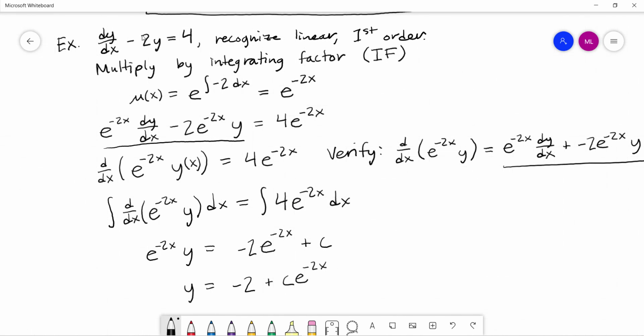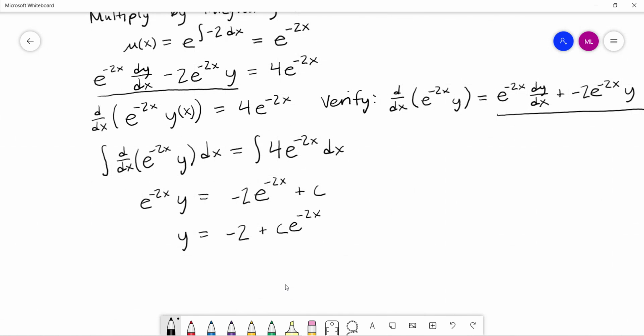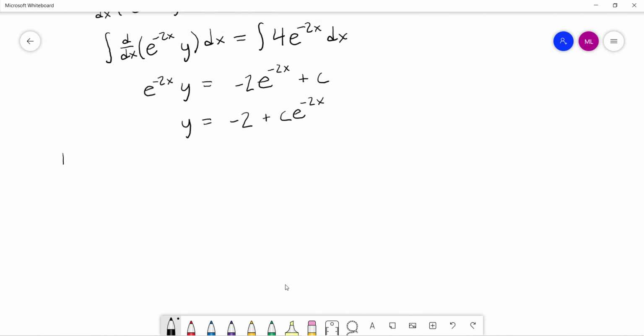And if we had some sort of initial condition, we could actually solve for what this value of c is. And we'll do that in a subsequent example. But this is the process. For now, I just want to practice this process. So let's do another example. And on this next one, we will do an initial condition. So let's look at this one.